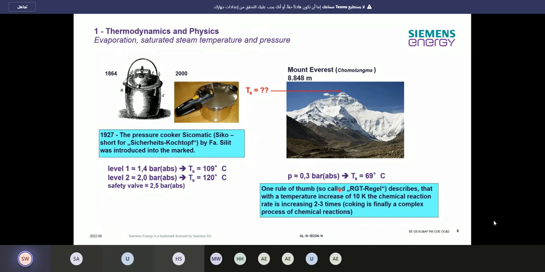One rule of thumb describes that with a temperature increase of 10 Kelvin, the chemical reaction rate is increasing by 2 to 3 times. Cooking is finally a complex process of chemical reactions, and therefore fast cooking can decrease the cooking time, and therefore the fast cookers are sometimes welcomed here.